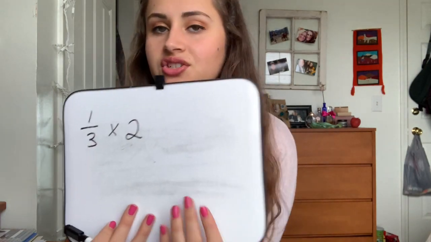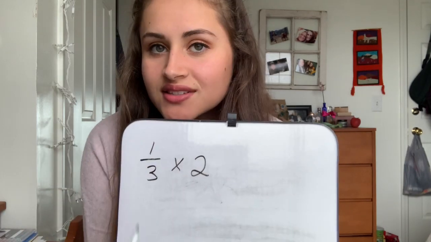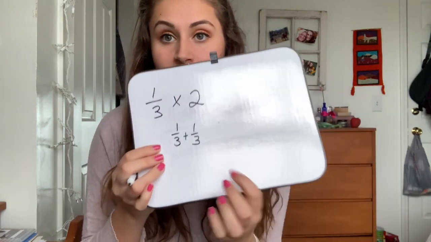where we would be multiplying 1/3 times 2. Everyone can write this down on a sheet of paper, whatever you want to do. If we have 1/3 times 2, what is this equation asking us to do? Right, it's asking us what is 1/3, 2 times. So we can write it out as 1/3 plus 1/3, because that's really what it's asking us to do here. But I have a trick. We can write 1/3 times 2 over 1.